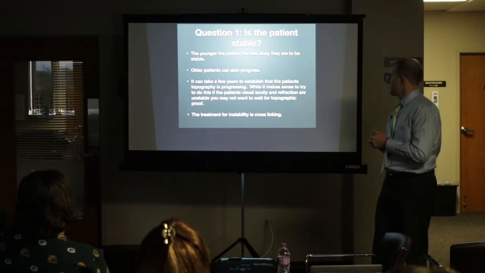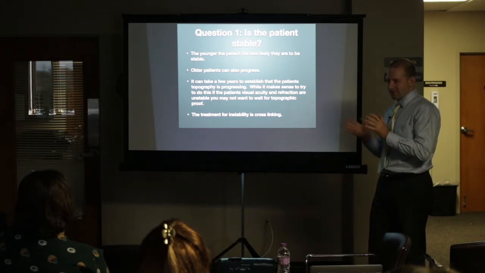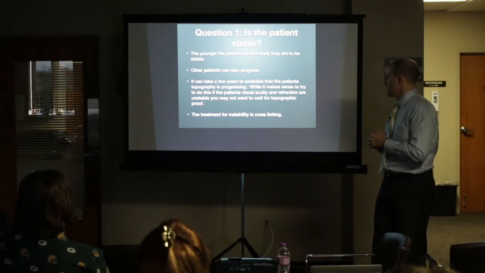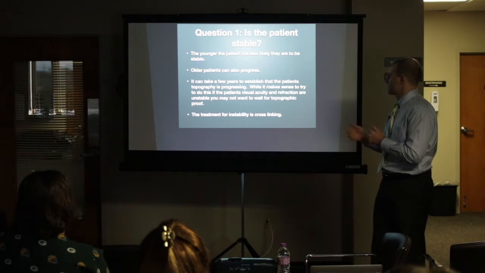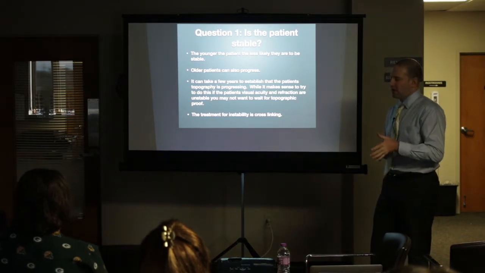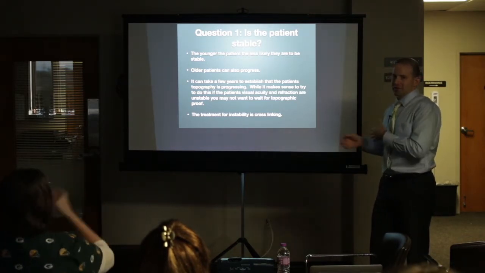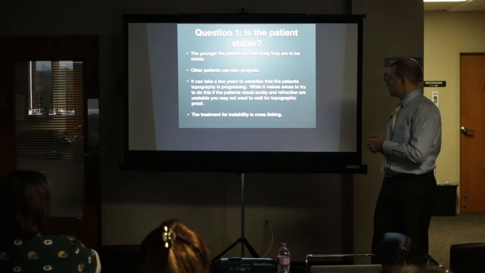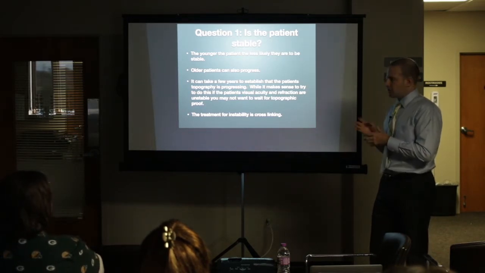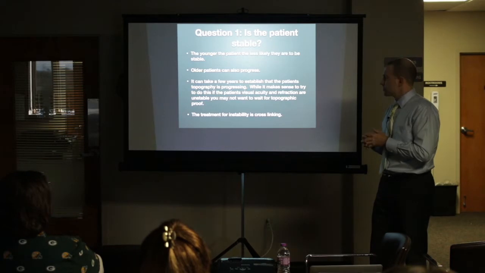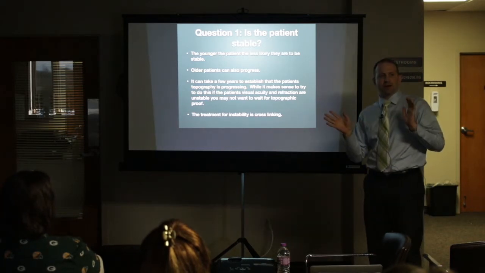Unfortunately, some insurance companies are going to want proof on the topography that things are getting worse. The treatment for instability is crosslinking. So if somebody's getting worse and you have some evidence that they're getting worse, you're thinking about cornea crosslinking as a treatment to stop the person from getting worse. Any questions about this so far?